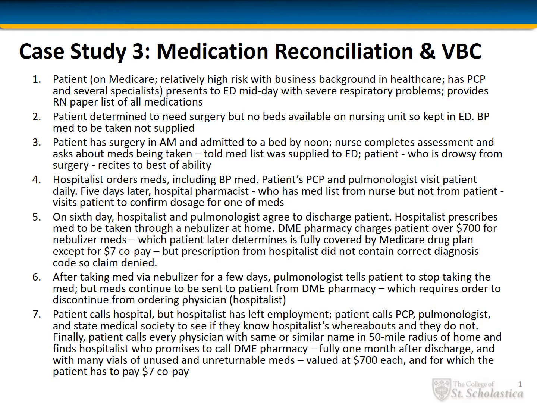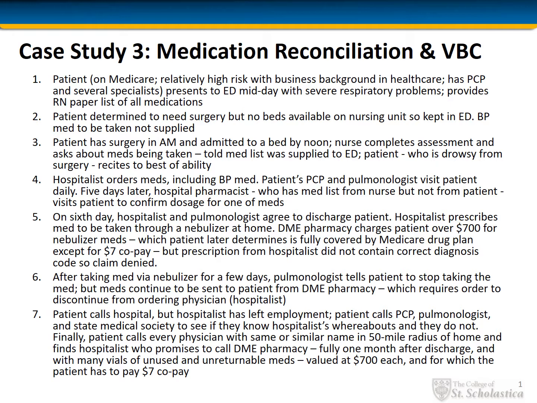During the hospital stay, the hospitalist is in charge of this patient. The hospitalist orders medications, including the blood pressure medication. The patient's primary care provider and pulmonologist visit the patient daily. 5 days later, the hospital pharmacist, who has the medication list from the nurse but not from the patient's original list, visits the patient to confirm a dosage for one of the medications. On the 6th day, the hospitalist and pulmonologist agree to discharge the patient.